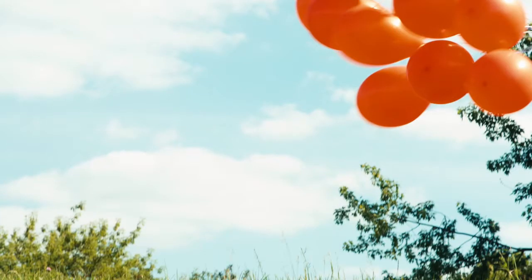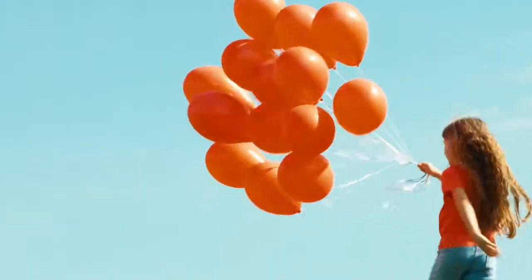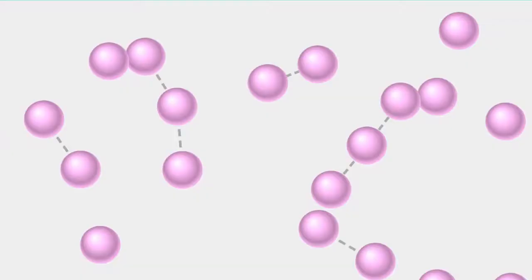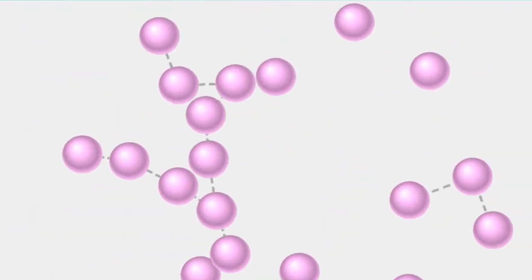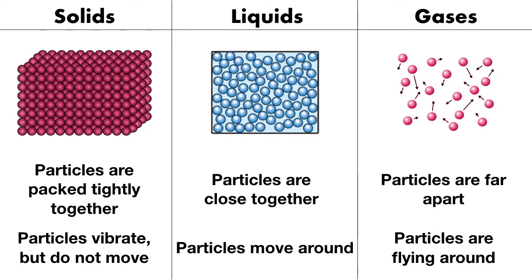Here's one more try. This girl is carrying a bunch of balloons. Which is the best description of the particles of air inside of the balloons? Well, the air inside the balloons is a gas, and remember that the particles of a gas look like this. In a gas, particles are far apart, and particles are constantly flying around.